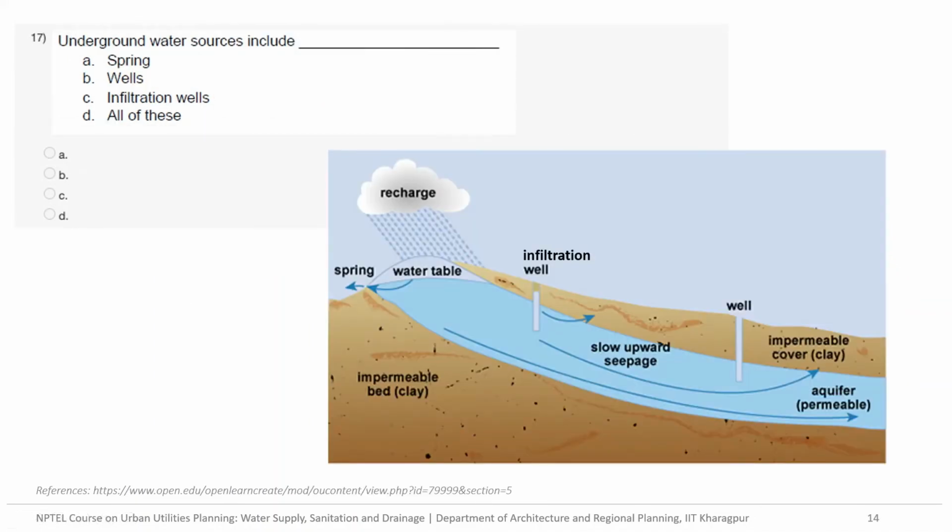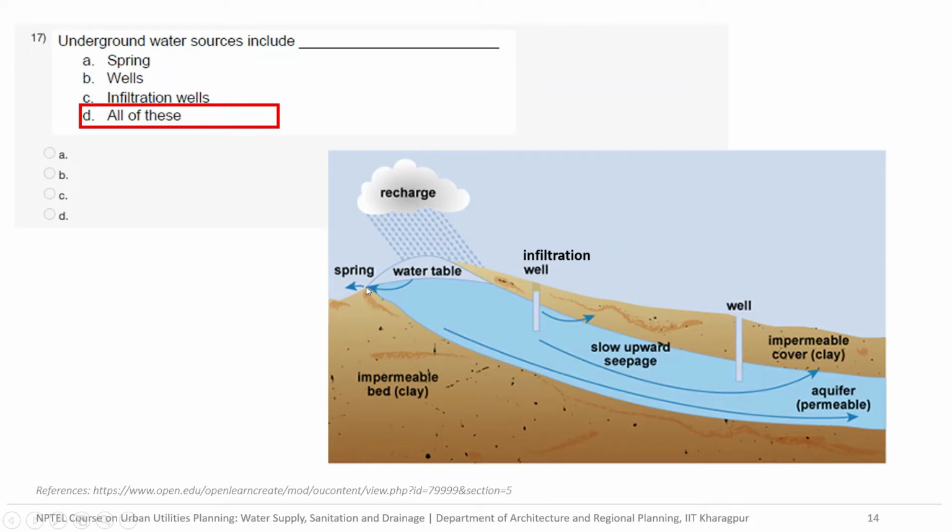The next question. Underground water sources include A. Spring, B. Wells, C. Infiltration wells, and D. All of the above. So the answer is all of the above. This diagram basically shows how each of these are formed.